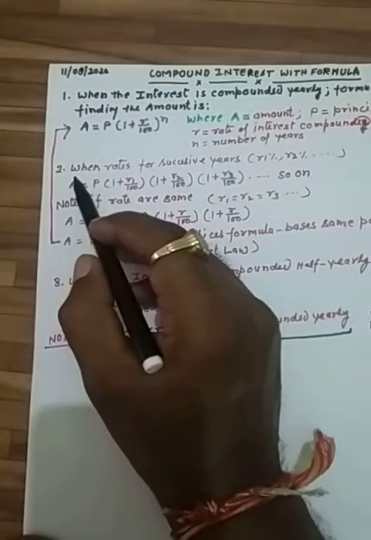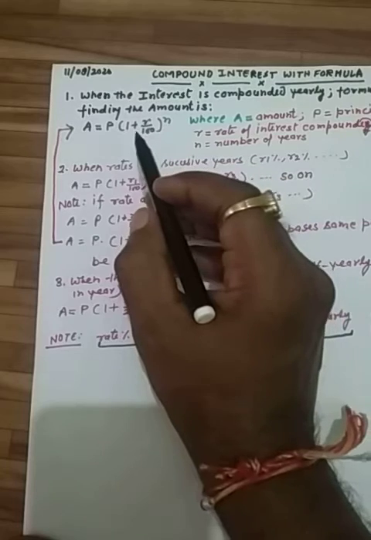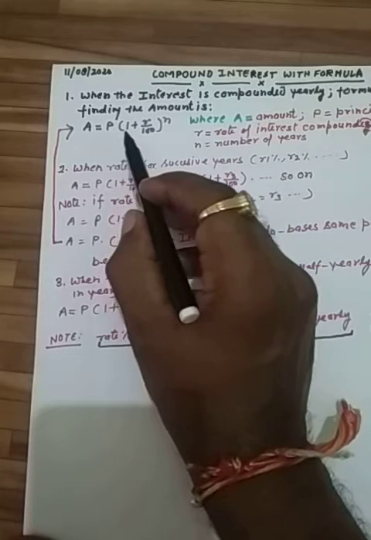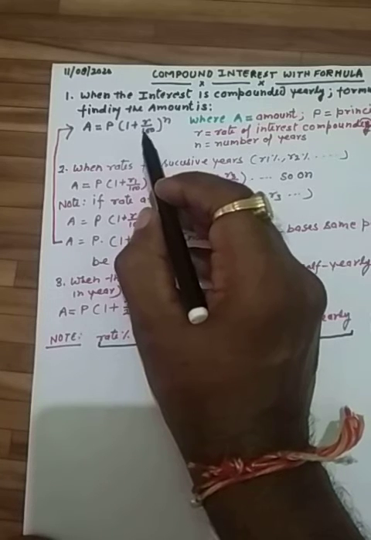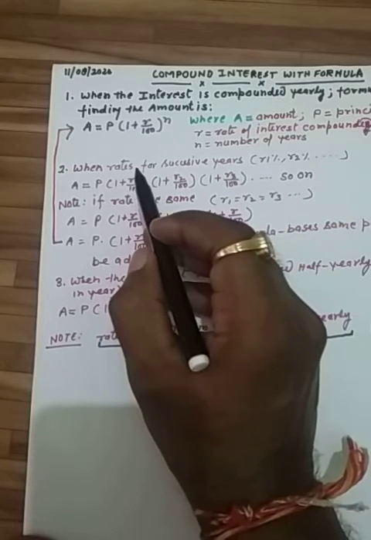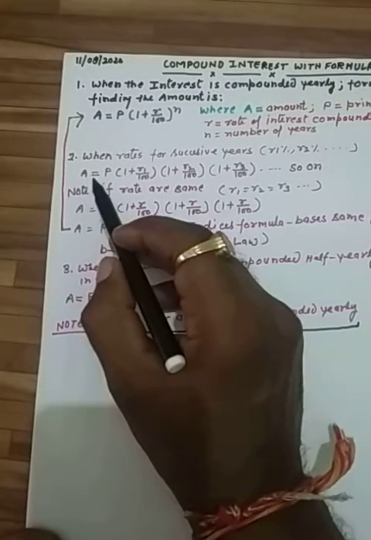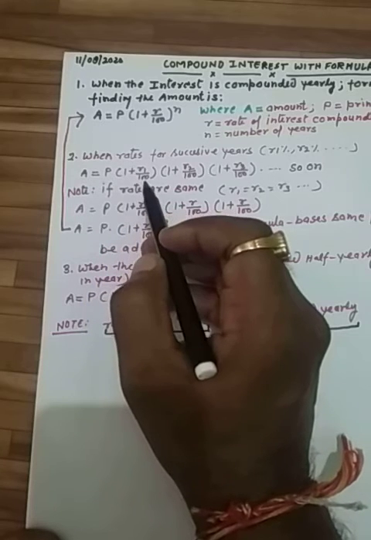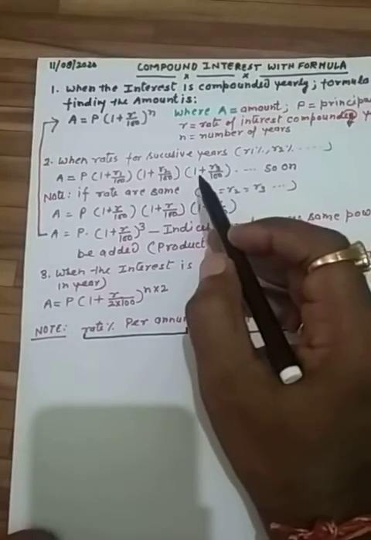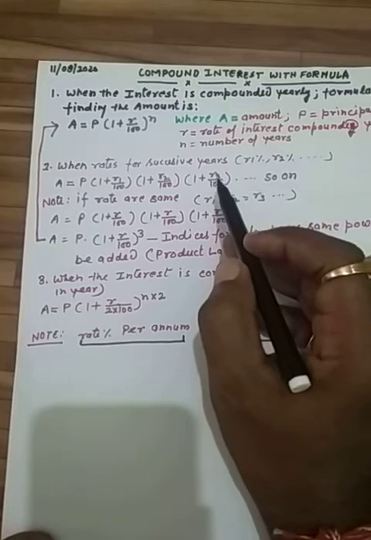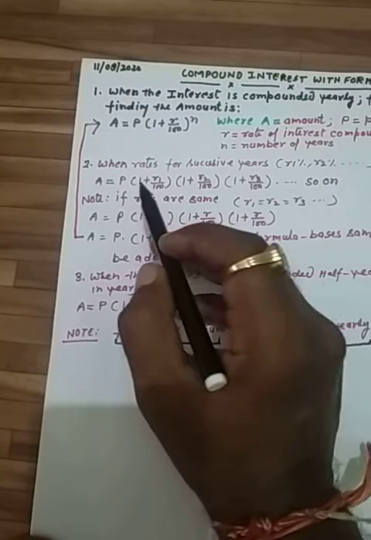Now the second is when rates differ for successive years. In which condition will we apply the first formula? If the rate of interest is similar for all the terms or all the years. But if the rate of interest for the first year is different, the second year is different and the third is different, then you have to use this formula: A is equal to P into 1 plus R1 upon 100, where R1 is the rate of interest for the first year, into 1 plus R2 upon 100, where R2 is the rate for the second year, into 1 plus R3 upon 100, the rate of interest for the third year. So if the rate of interest for different years is different, you have to use this formula.